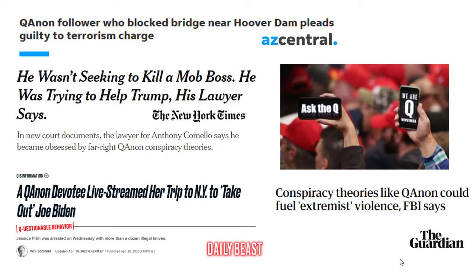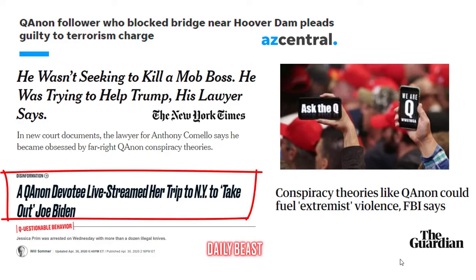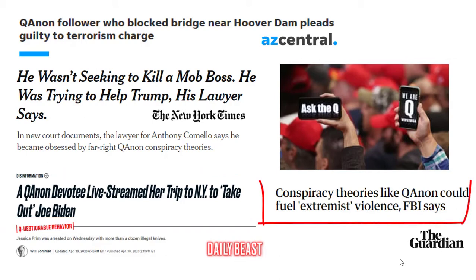QAnon follower who blocked bridge near Hoover Dam pleads guilty to terrorism charge. He wasn't seeking to kill a mob boss, he was trying to help Trump. Another QAnon conspiracy theorist: just back in April, a QAnon devotee live streamed her trip to New York to take out Joe Biden. And the FBI is very worried conspiracy theories like QAnon could fuel extremist violence.